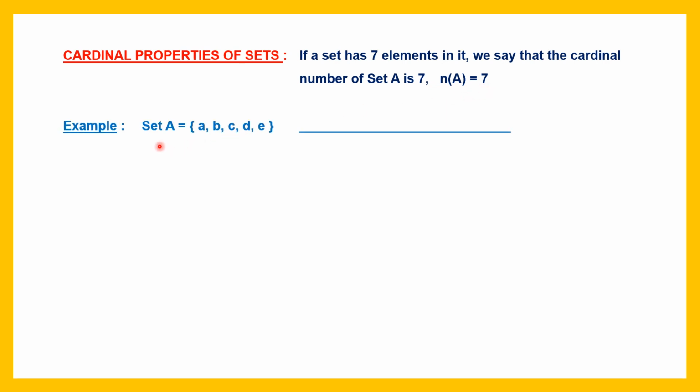Now, here we have set A, B, C, D, E. Now, what is the cardinal number of set A? So, we write n of A is equal to, we count the number of elements, 1, 2, 3, 4, 5. So, the cardinal number is 5. This is very simple, isn't it? So, let's go on to the question.